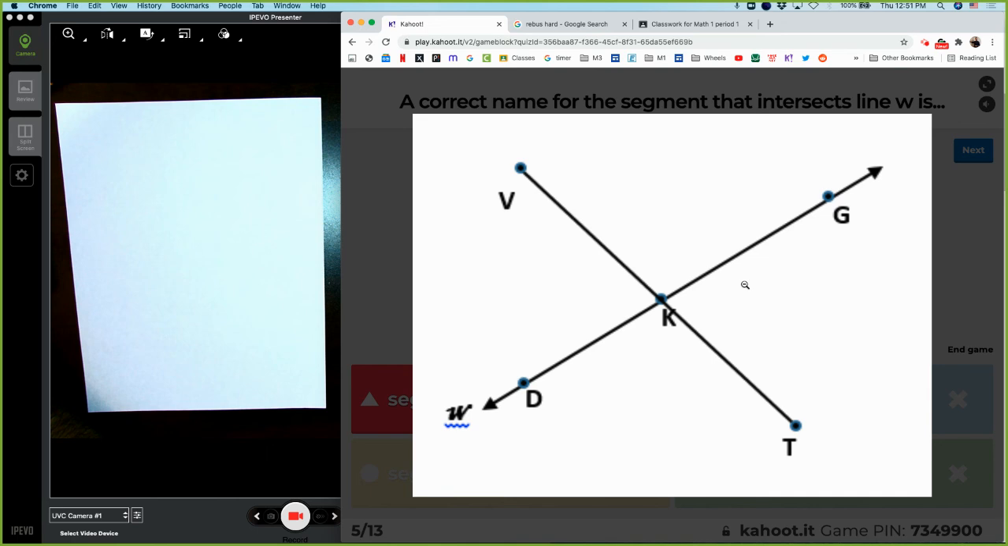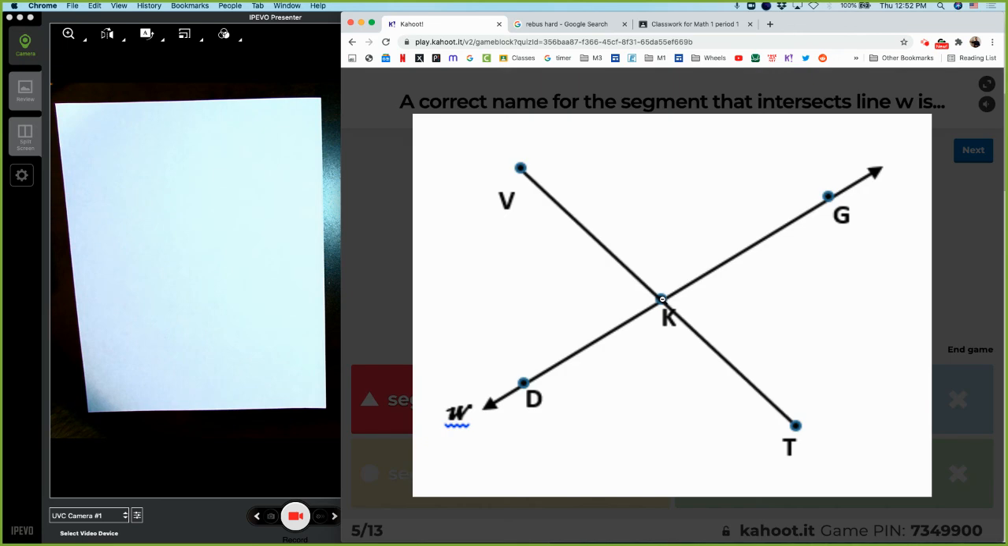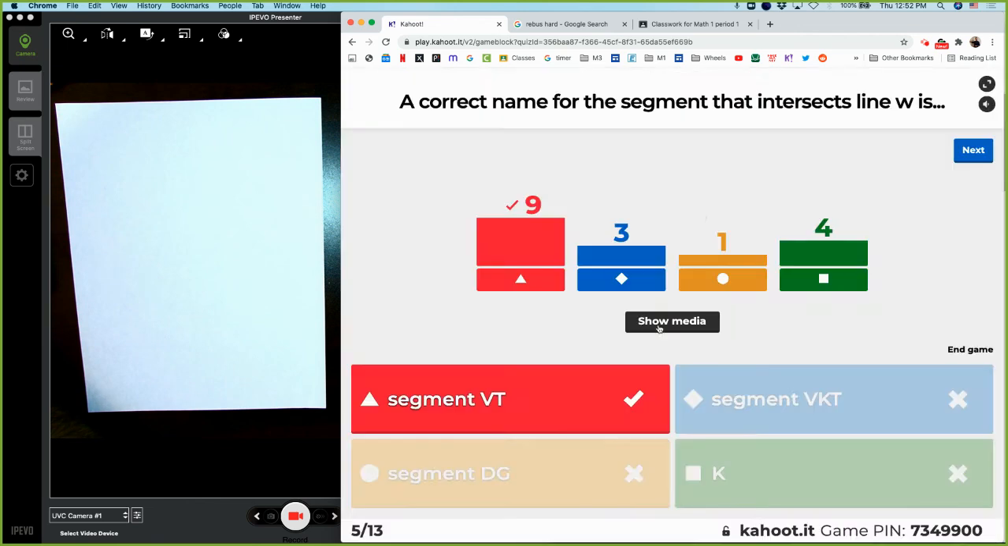So what intersects line W, which is DK, the line with D, K, and G, line W, it's this line segment, VT. Okay, V to T. We look at the endpoints that help us figure out which segment we're talking about. VK does intersect, KT does intersect, but those weren't options. It was only VT, DG. K is a point. K is where they intersect, but it was the correct name of the segment where they intersect. The segment is VT.